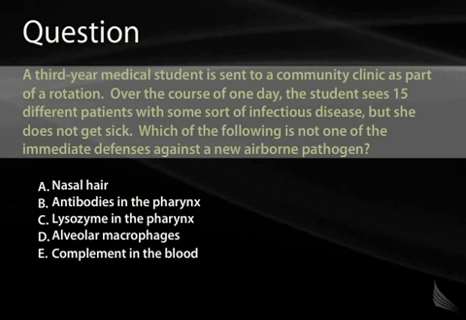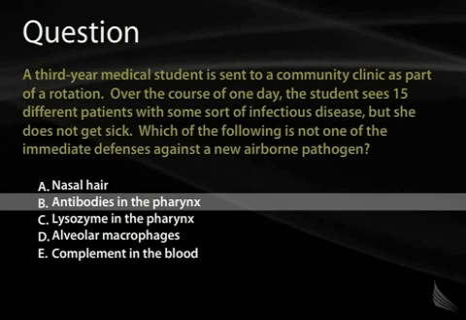Another question. A third-year medical student is sent to a community clinic as part of a rotation. Over the course of one day, the student sees 15 different patients with some sort of infectious disease, but she does not get sick. Which of the following is not one of the immediate defenses against a new airborne pathogen? A. Nasal hair. B. Antibodies in the pharynx. C. Lysozyme in the pharynx. D. Alveolar macrophages. Or E. Complement in the blood.